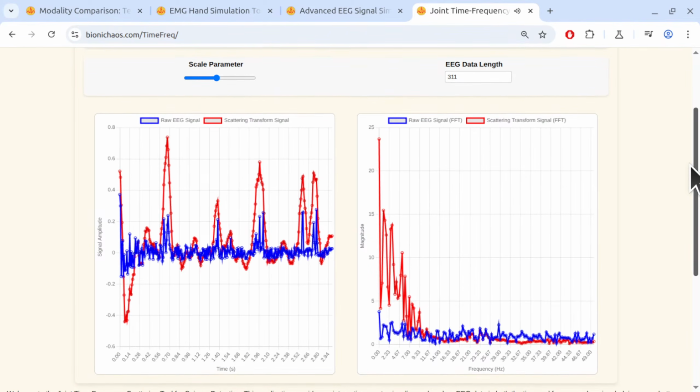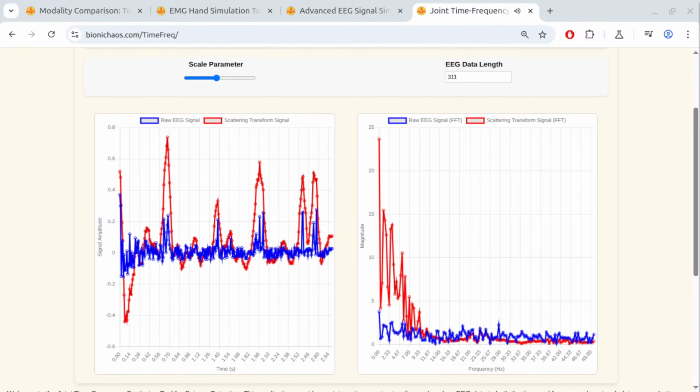Got it. And the frequency part, how does that fit in? That's where the FFT comes in, the fast Fourier transform. It's a classic for figuring out the dominant frequencies. Right. So the tool uses FFT alongside the wavelet scattering to paint that full time-frequency picture. And the way it displays this sounds helpful. The source mentions seeing the raw EEG, maybe in blue, right next to the transform data, maybe red, both on a time chart and a frequency chart. Yes, that side-by-side visual comparison is crucial. You can literally see how the scattering transform pulls out characteristics or changes that are way less obvious in the raw signal. Makes those patterns jump out.